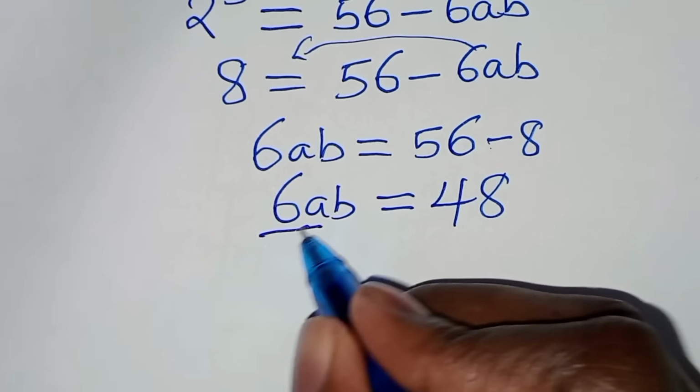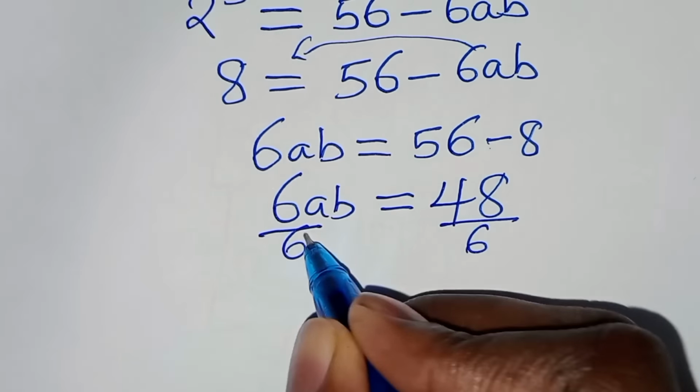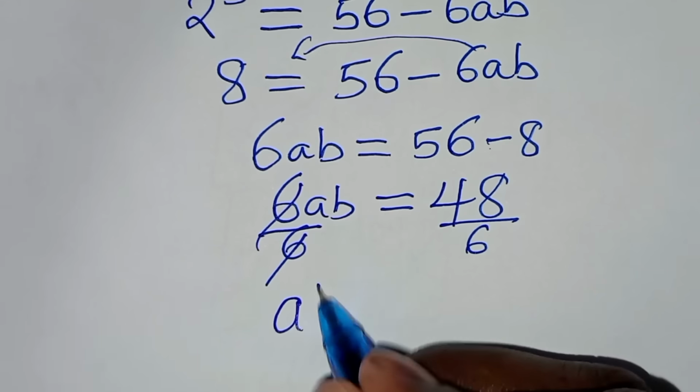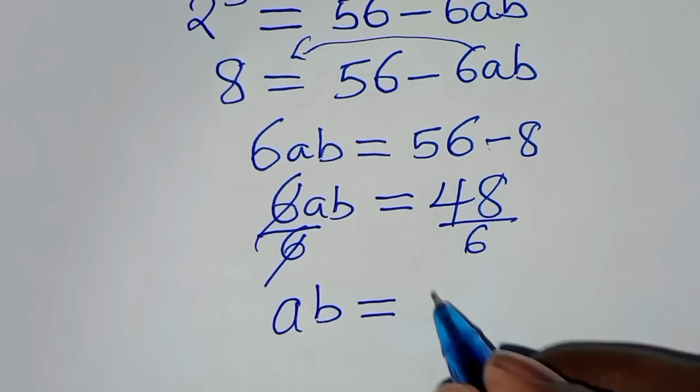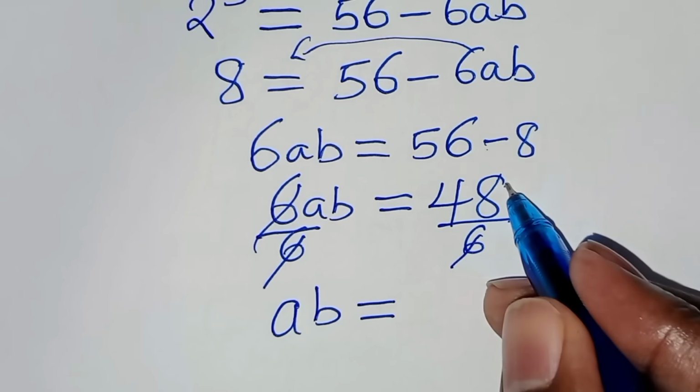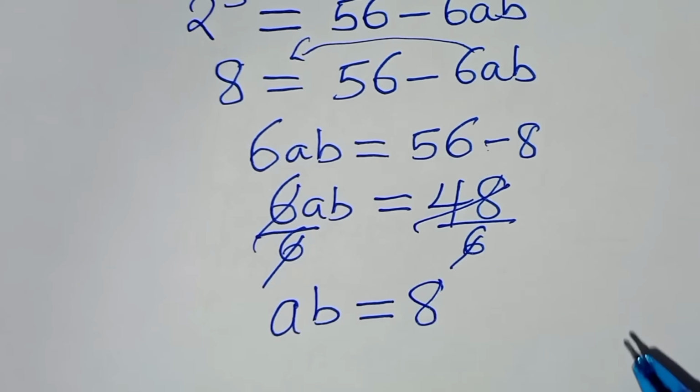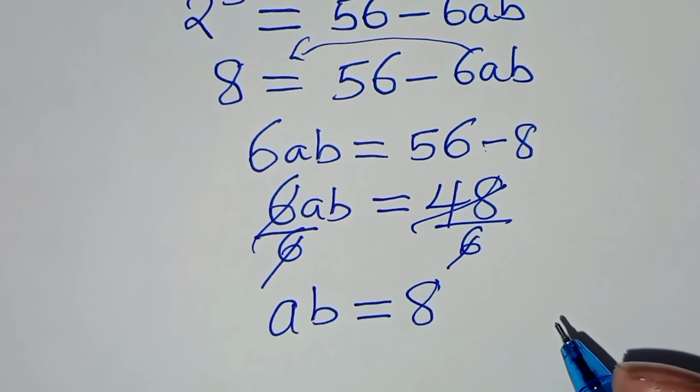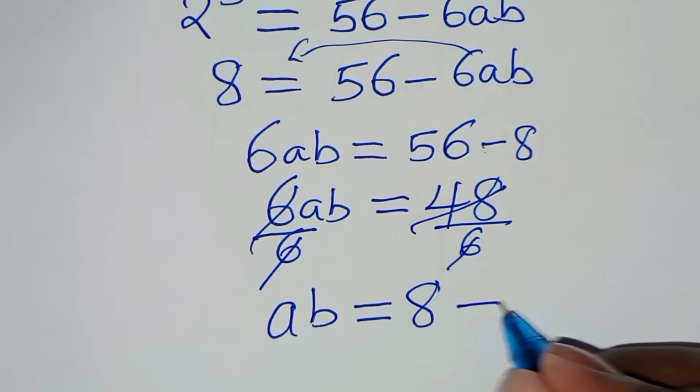So let's divide both sides by 6 from here so that we have a times b. This is equal to 48 divided by 6. This is equal to 8. And from here, we can call this equation 4.